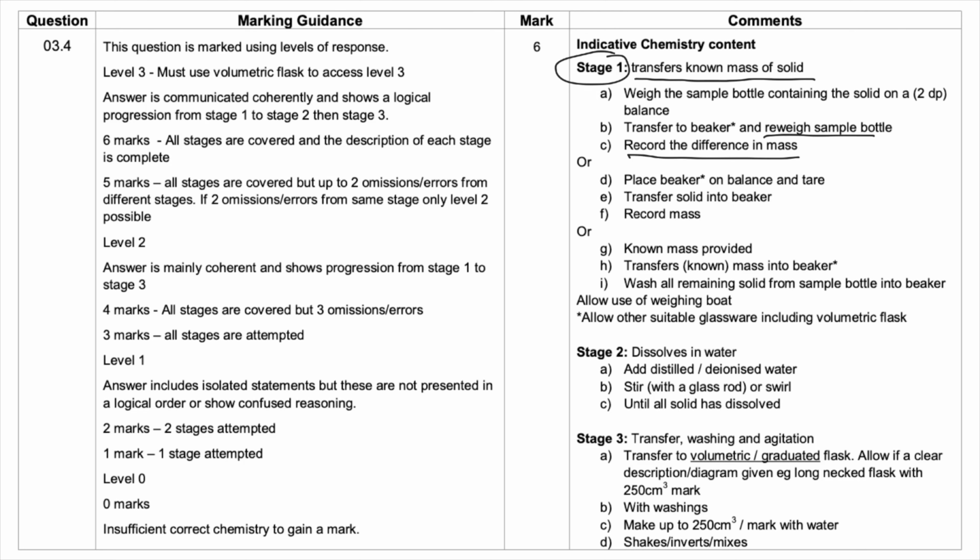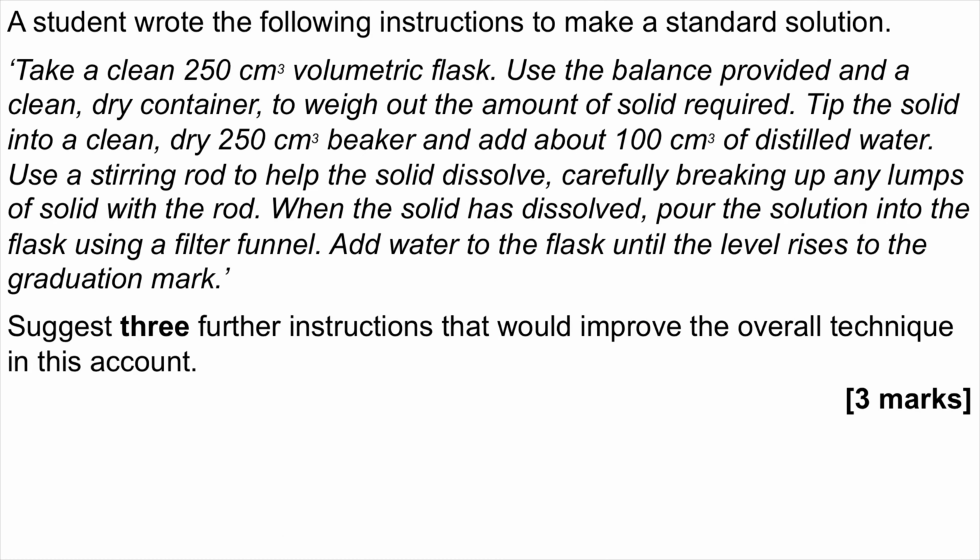Stage 2 is dissolving it in water, so it's adding distilled or deionized water, stirring or swirling until the solid has dissolved. Stage 3 is transfer, washing and agitation. So you're going to transfer it to a volumetric or graduated flask. That's underlined, that has to be written. With washings, make up to 250 centimeters cubed, and you're going to shake, invert or mix.